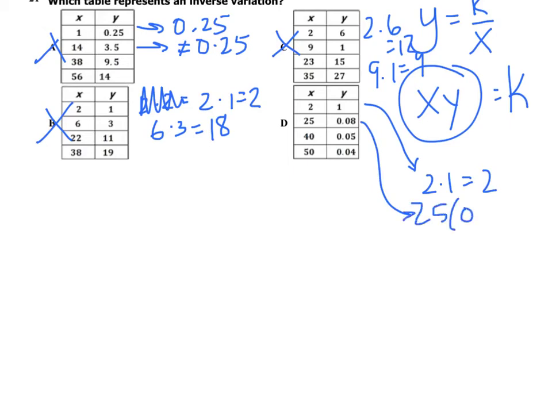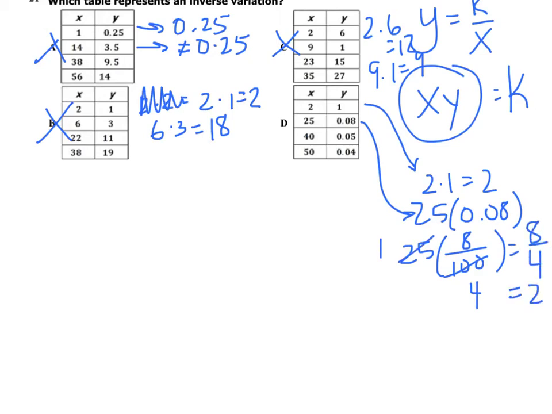25 times 8 hundredths. Well, I'm lazy. I'm not getting a calculator right now, so I'm going to do this. Simplifying, it's 8 over 4. That's 2. I think I found the answer, which is good, because the other ones didn't work.